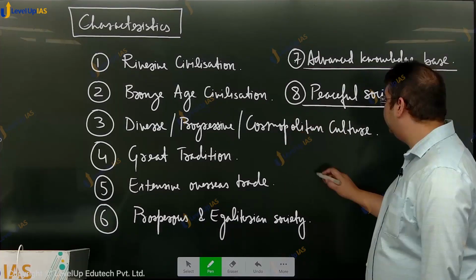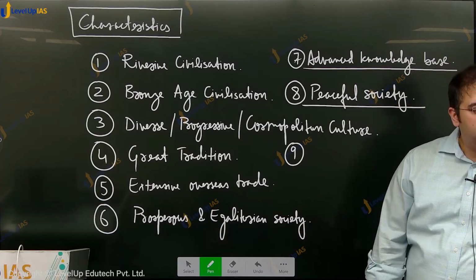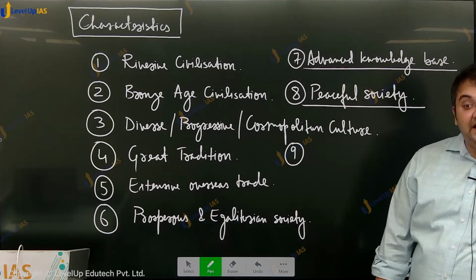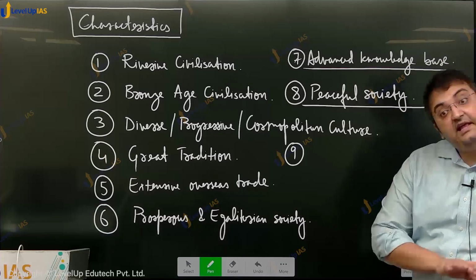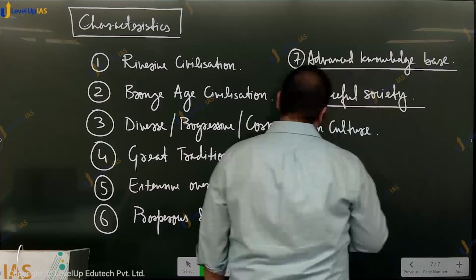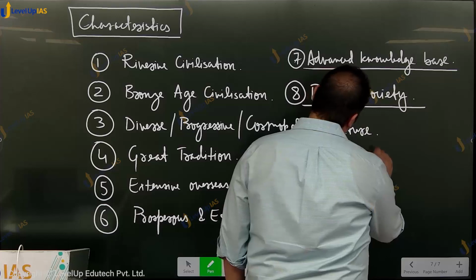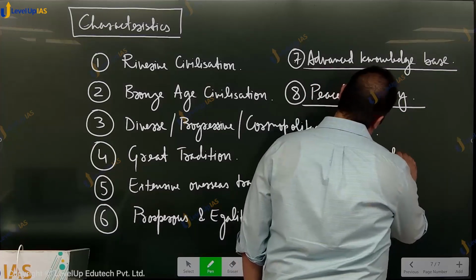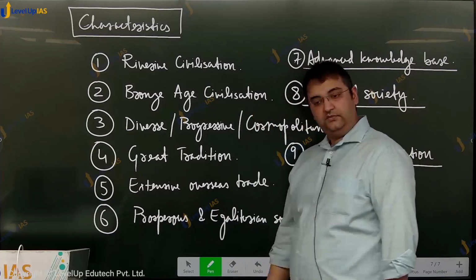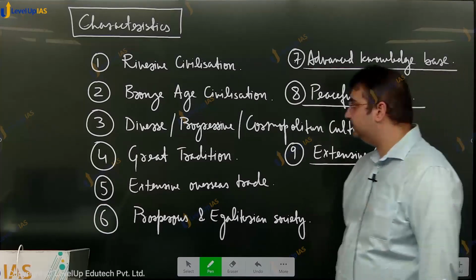Okay? And finally, as compared to the other Bronze Age civilizations, the Harappan civilization was uniquely large, right? It is almost at least 4 times as large as the other largest civilization, that is the Egyptian civilization, right? So it was an extensive civilization. Okay? So these are some of the other important characteristics.